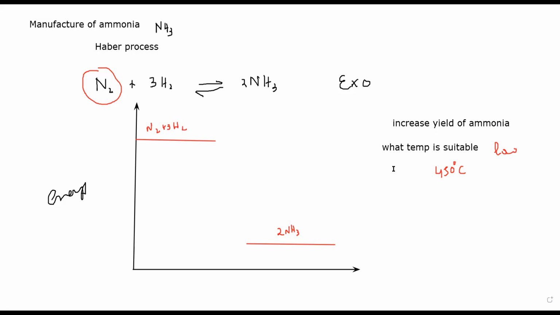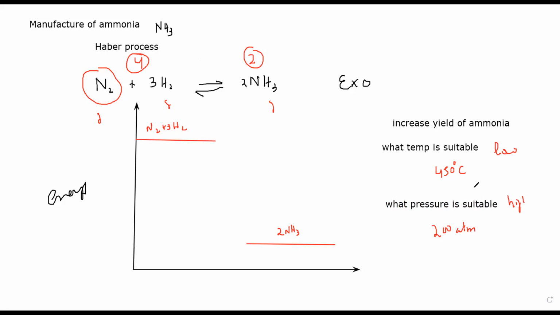What about the pressure? Both nitrogen and hydrogen on the reactant side are gases, and ammonia is also a gas. So it prefers a high pressure. Why does it prefer a high pressure? Because you have 4 moles of gas on the reactant side and 2 moles of gas in the product. So around 200 atmospheric pressure is used for this reaction.